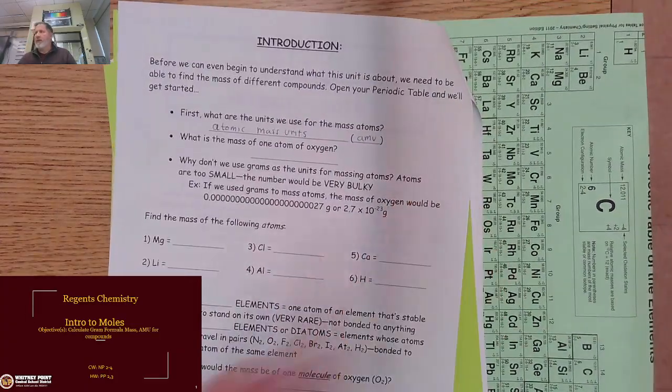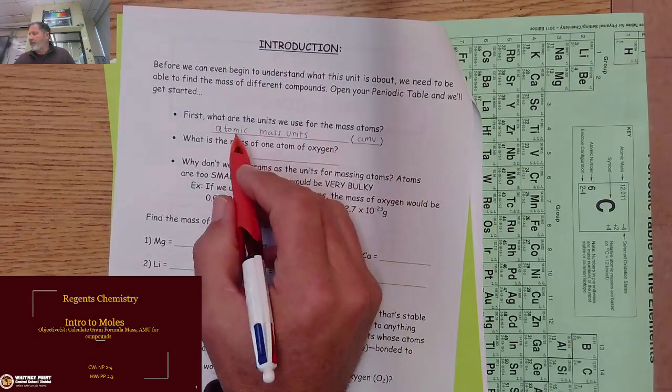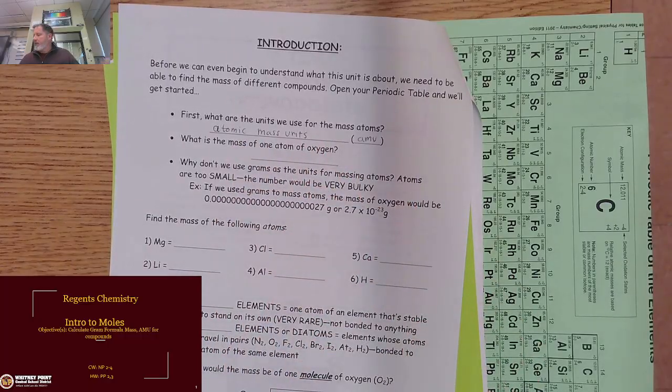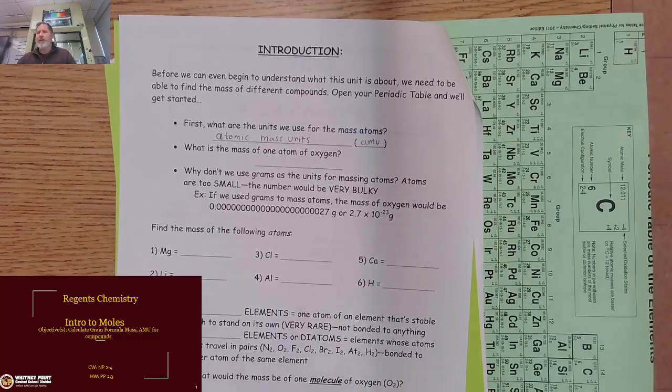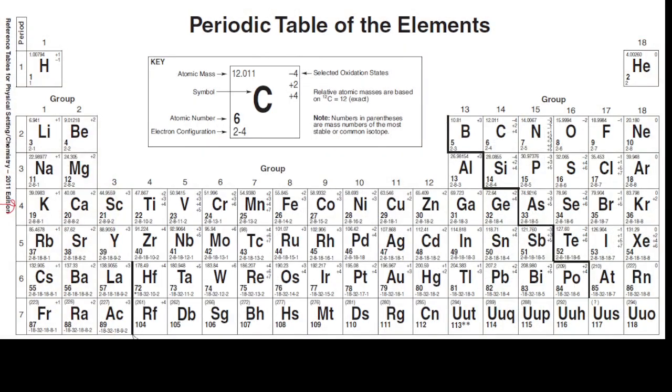So if you have your periodic table available, we can look at the mass of atoms and we measure them in special units called atomic mass units. And so let's take a look at our periodic table and look at one particular atom. If you take a look at the periodic table, you'll see on the top left the actual mass. So for carbon it is 12.01.